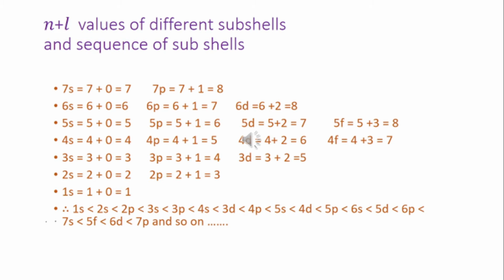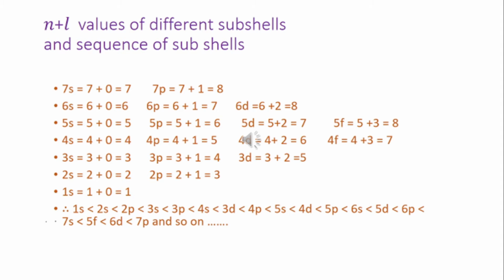Now suppose two subshells have same n plus l value. Then which one will have lower energy? Let us see the example. 2p subshell and 3s subshell both are having same n plus l value, that is 3. So in these two subshells, which will have lower energy? The one which is having lower n will have lower energy in such case.